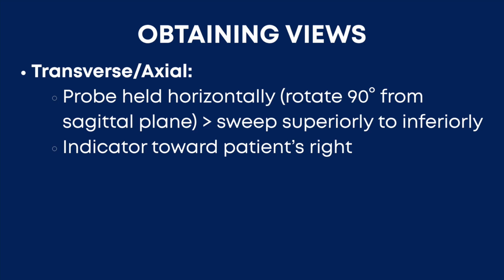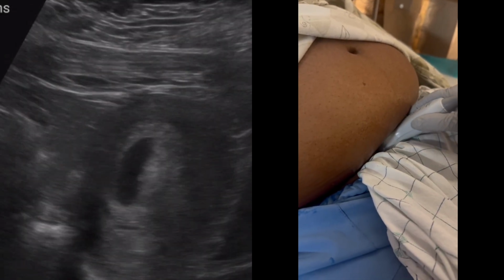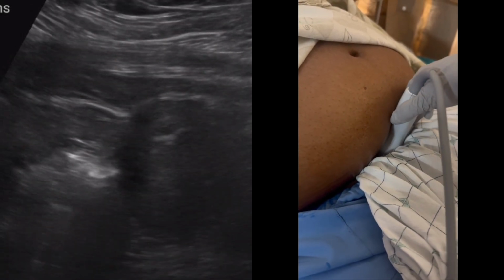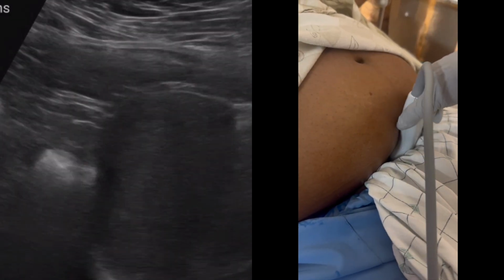The second primary view we want to get is the transverse or axial view, which is when the probe is held horizontally, so you can rotate 90 degrees from the initial sagittal plane you saw, and then sweep superiorly to inferiorly to visualize the entire fetus. And in this case, the indicator should always be toward the patient's right.